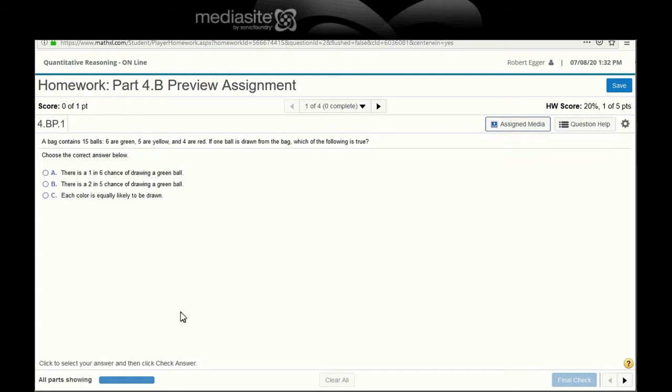Then we call it probability. Probability of set event A is number of ways A occurs over number of total events.